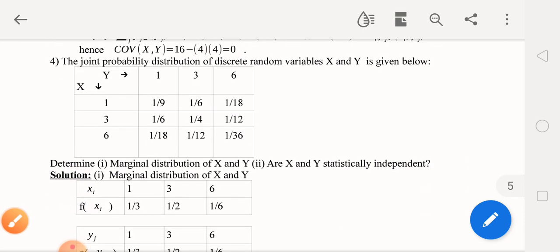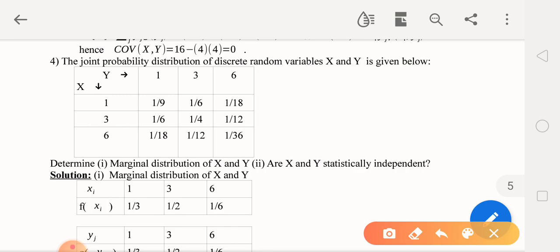The joint probability distribution of discrete random variables x and y is given below. They have given the joint probability distribution. Determine the marginal distribution of x and y. And second sub-question, are x and y statistically independent? We have to write the marginal distribution of x and y. For that purpose, you have to complete the table.